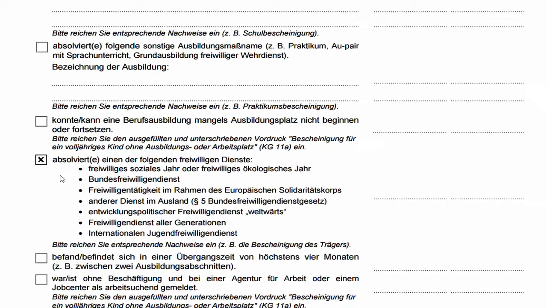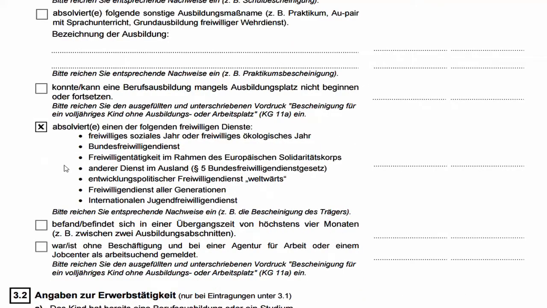Freiwilliges soziales Jahr or freiwilliges ökologisches Jahr, Bundesfreiwilligendienst, Freiwilligentätigkeit im Rahmen des Europäischen Solidaritätskorps, or other services in a foreign country based on paragraph 5 of the Bundesfreiwilligendienstgesetz. Entwicklungspolitischer Freiwilligendienst weltweit, Freiwilligendienst aller Generationen, internationaler Jugendfreiwilligendienst.